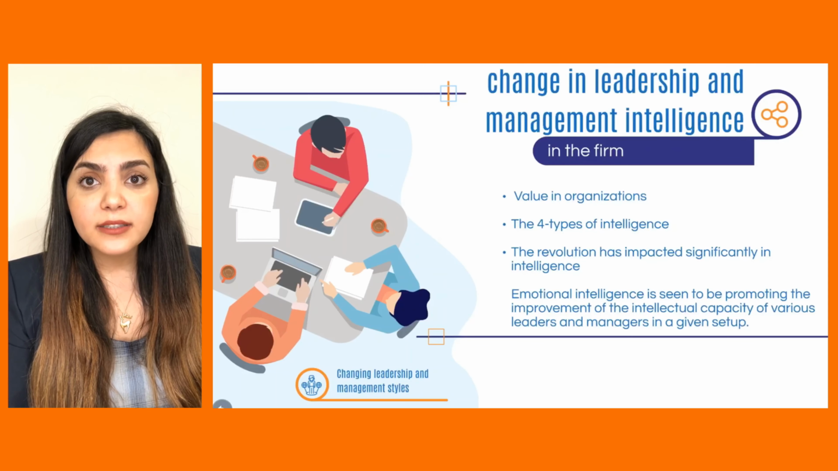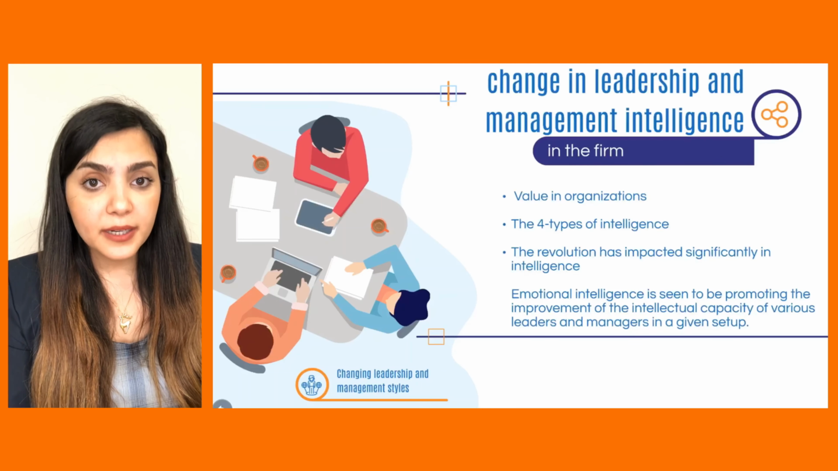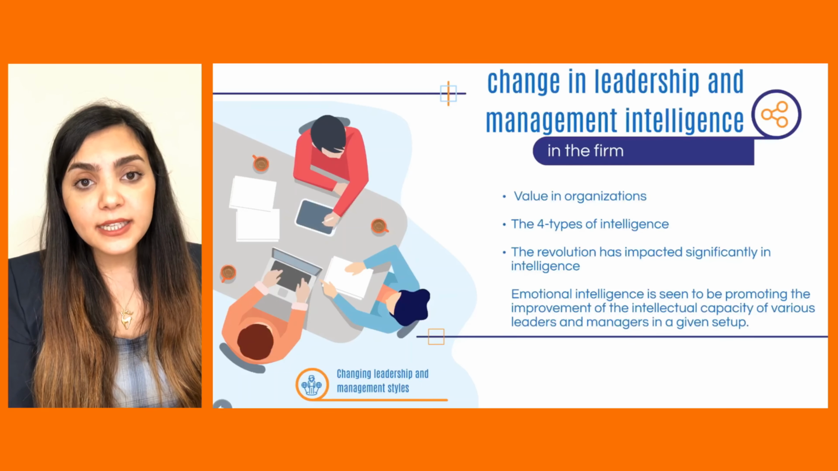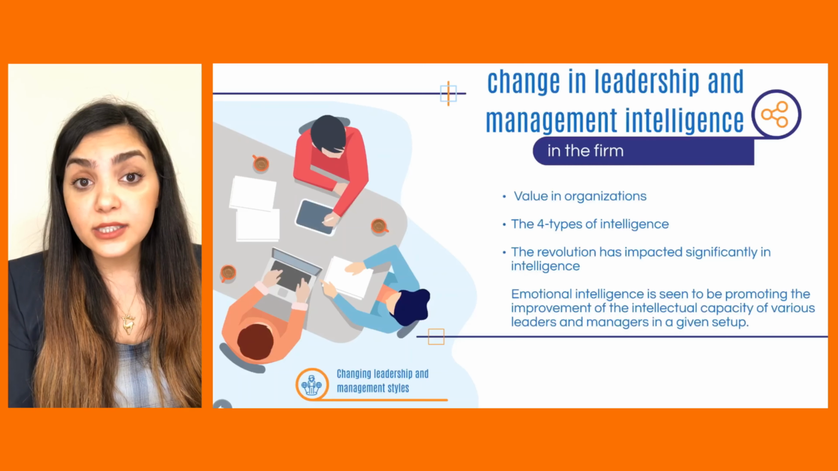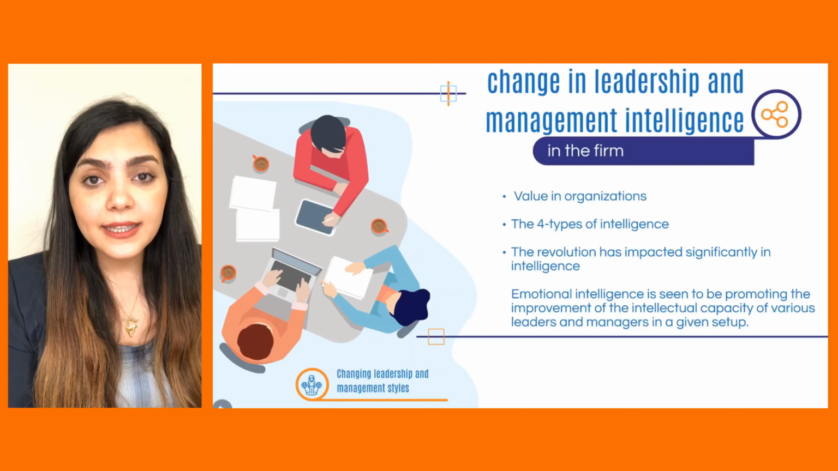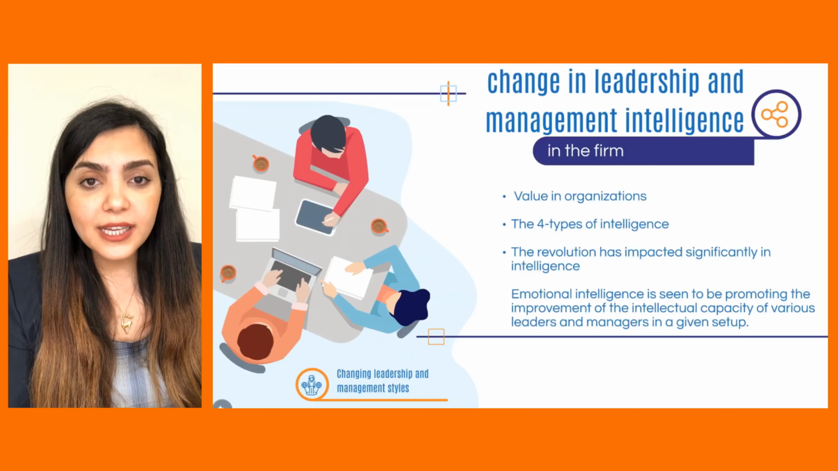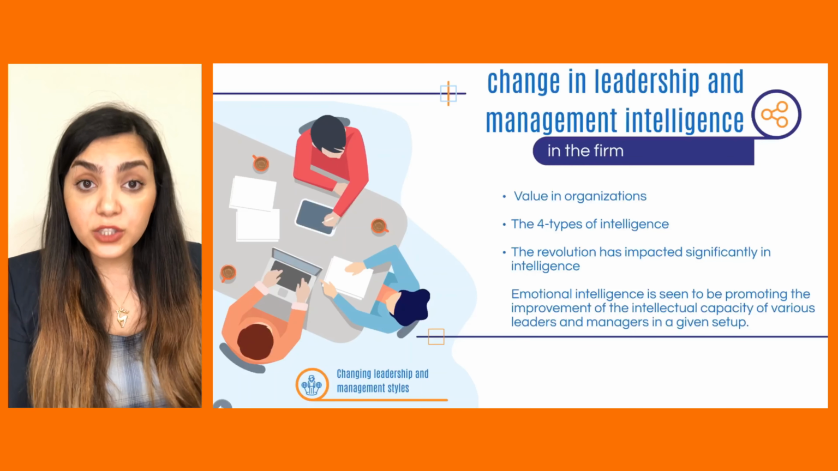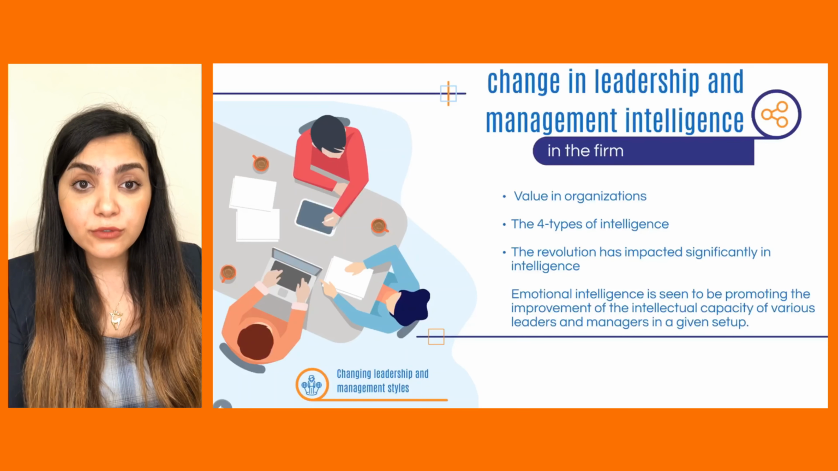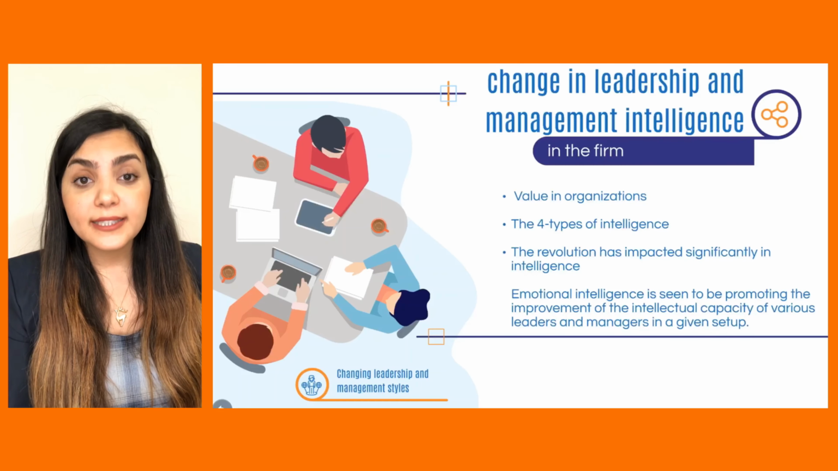This is beside the four types of intelligence, such as the contextual, inspired, emotional, and physical intelligence of leaders in the fourth industrial revolution, which is known for propagating in leaders and managers of various firms. The revolution has impacted intelligence significantly. It also helped to influence the behavior of the leaders overall in the organizations.